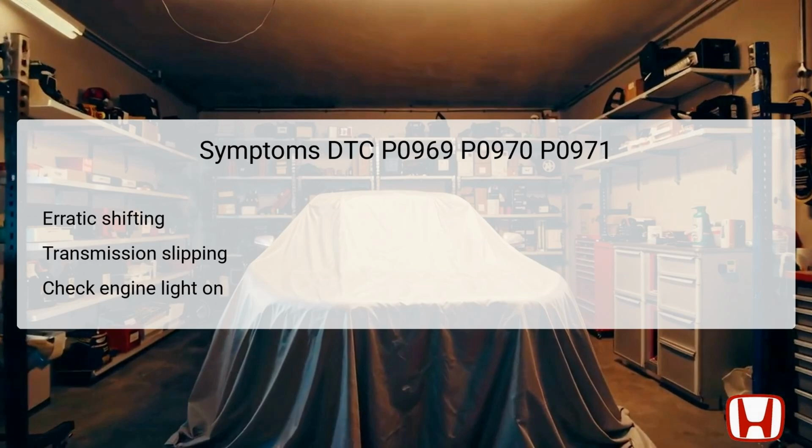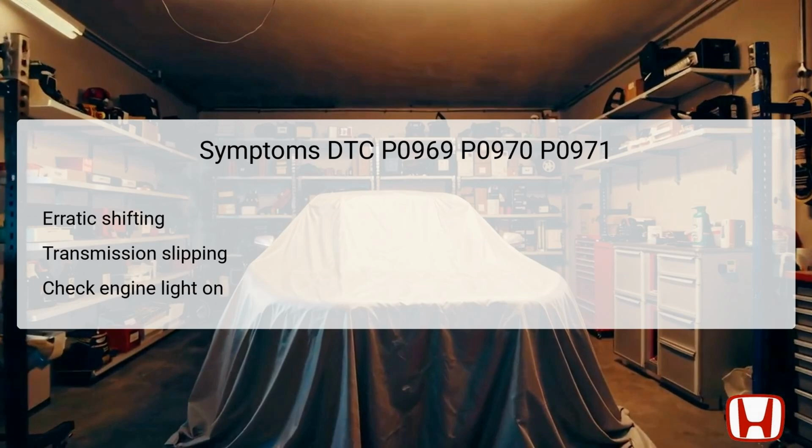The symptoms associated with DTC codes P0969, P0970, and P0971 often manifest as erratic shifting behaviors, where the transmission may unexpectedly shift gears or fail to shift at all. Drivers may also experience slipping of gears, leading to a noticeable loss of power during acceleration. This can create a frustrating driving experience and compromise vehicle safety.